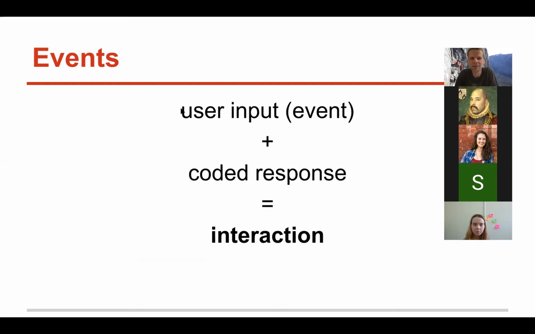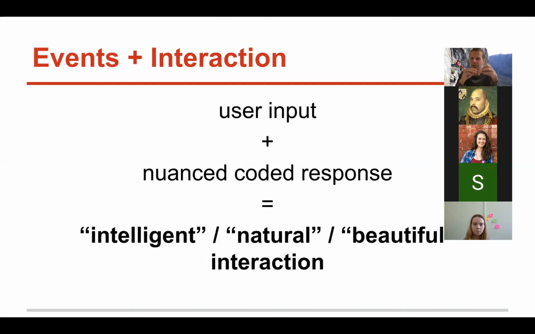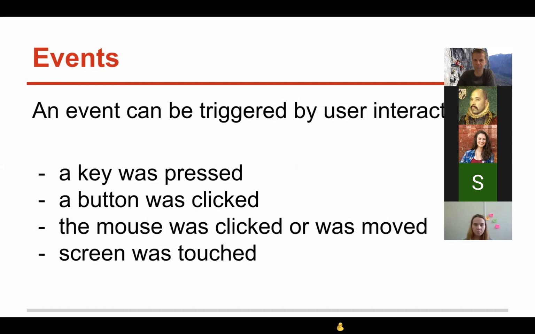Okay, my apologies. The idea is you have user input of some sort, like there's an event that's detected, and then you have some sort of coded response so the computer knows how it's going to respond. That really defines the very minimal idea of interaction: you do something, the computer does something in response. As you develop in code more nuanced responses to that input, things that do things more subtly, you might start thinking of that interaction as having properties you might call more intelligent, natural, beautiful. Well-designed interaction comes about through knowing what types of inputs to look for and how to have a really subtle, nuanced response to that.